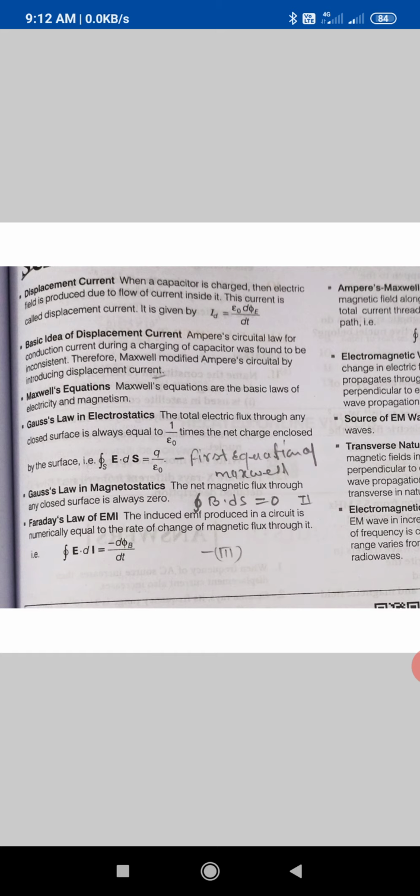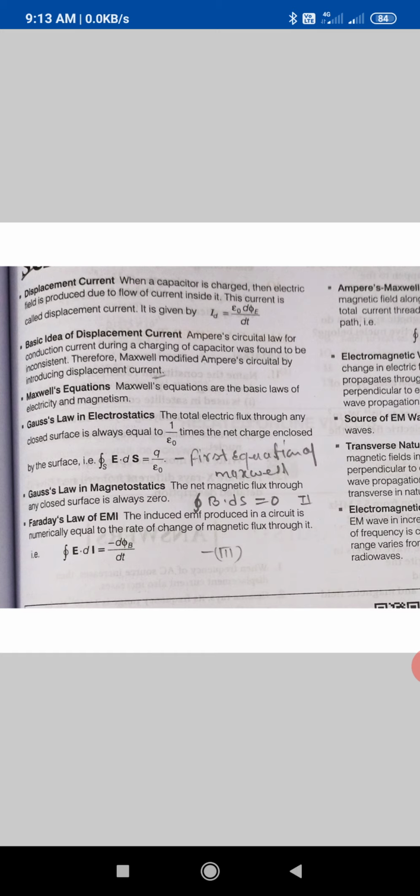First equation, Gauss's law in electrostatics. According to Gauss's law, the total electric flux through any closed surface is always equal to 1 upon epsilon 0 times the net charge enclosed by the surface. In mathematical form, it is the integration over the surface of E dot ds equals q upon epsilon 0. This is the first equation of Maxwell.